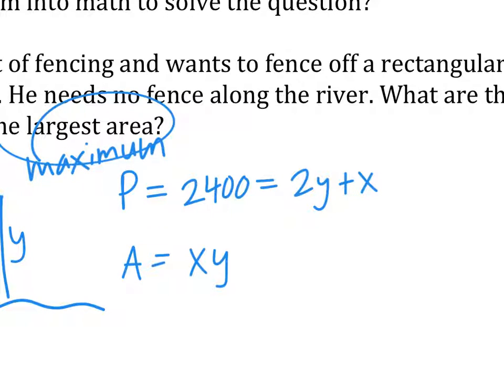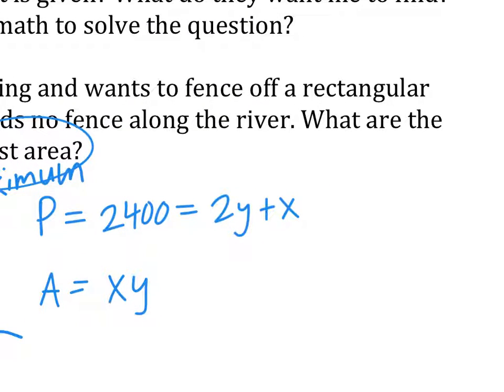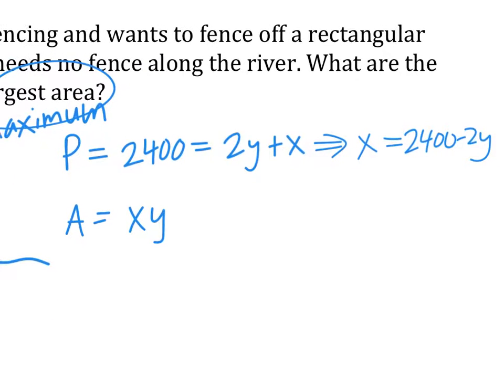Okay, so it really doesn't matter which one we substitute. I'm just going to do the easy one. So x is equal to 2400 minus 2y. And then I'm going to substitute. So that is 2400 minus 2y times y.